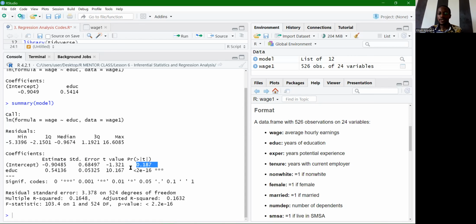But let's look at the intercept. This is not less than 0.05. It is rather greater than 0.05. So we do not reject the null hypothesis. Therefore, the intercept is not significant in the model.